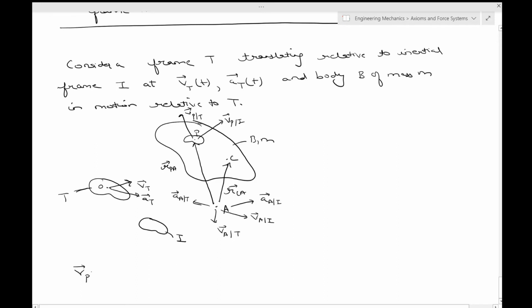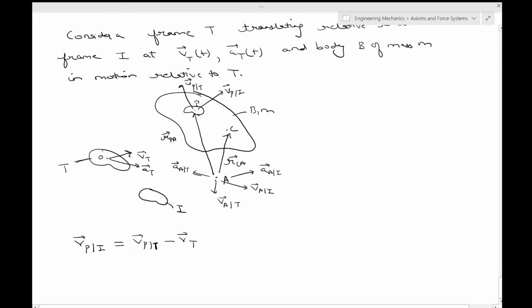point P, the continuum point P in the I frame, can be written as the velocity of P in the T frame minus velocity of T. Okay, I hope this is okay. And similarly, we have done all this. It's not the first time you should be seeing all this. If you do not recall, you can always go back and check where this is coming from.